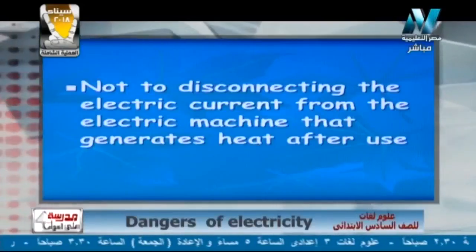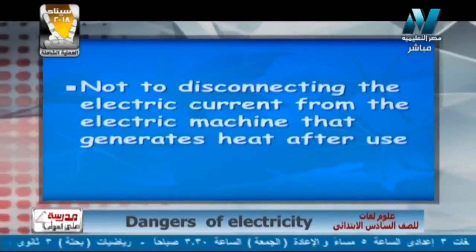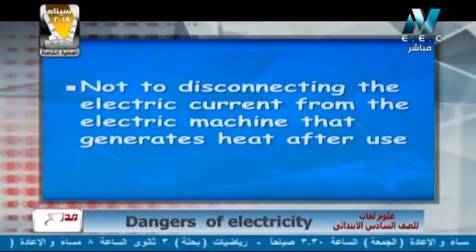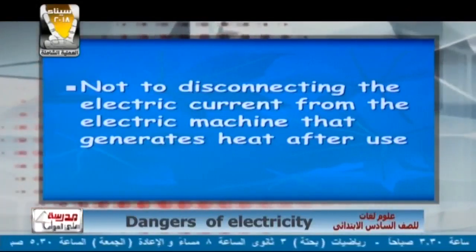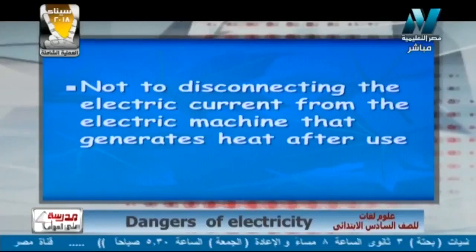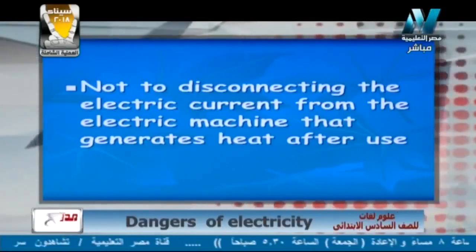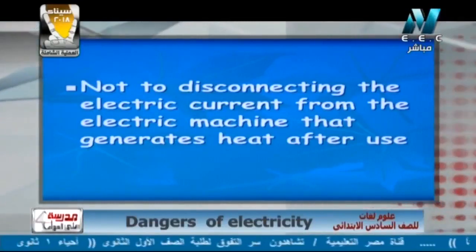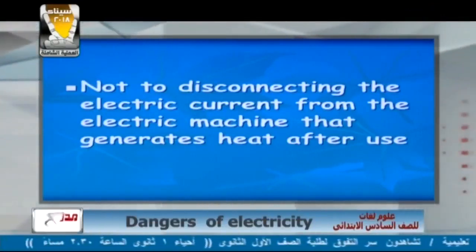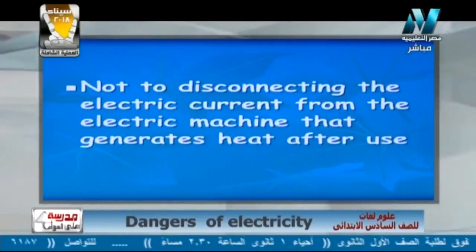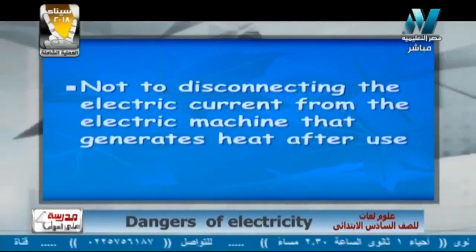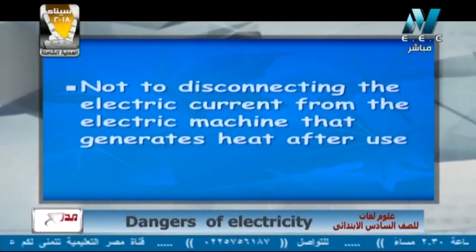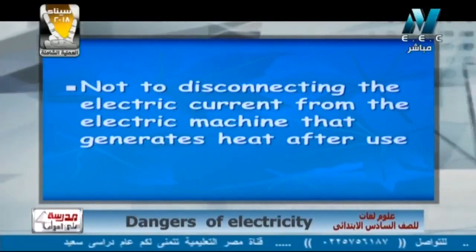So again, I have another reason for the electric fire, which is not disconnecting the electric current from the electric machine that generates heat after use. يعني ما بفصلش التيار الكهربي عن أي آلة خصوصا اللي بتولد حرارة. مين هما؟ Electric iron المكوى، electric heater الدفاية أو السخان. Again, those three devices، الأجهزة دول بالذات، الدفاية والمكوى والسخان، please ناخد بالنا كويس قوي منهم. After using we must disconnect. لازم أفصل electric current from them، التيار الكهربي عنهم.